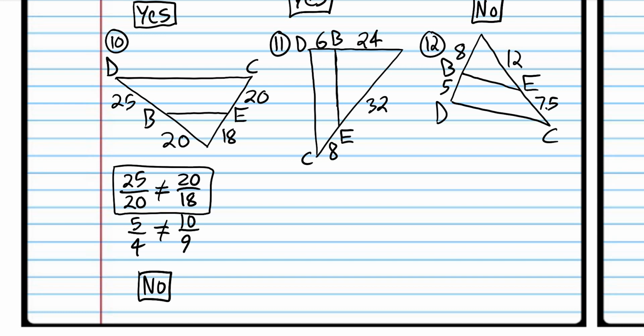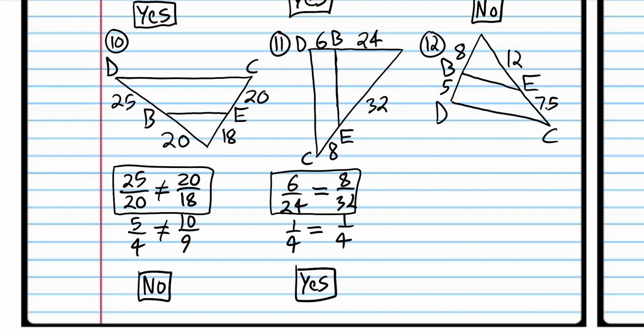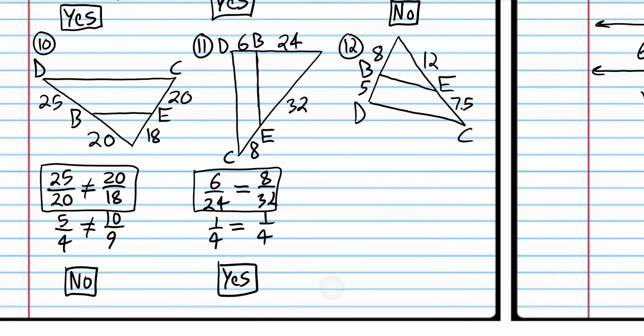All right, we're back. 6 over 24 has to be equal to 8 over 32. Simplify, divide both sides by 6, you get 1 over 4. Divide both sides by 8, you get 1 over 4. So it looks like that's true. And we can say yes. DC is parallel to BE. So if you got that answer, good job.